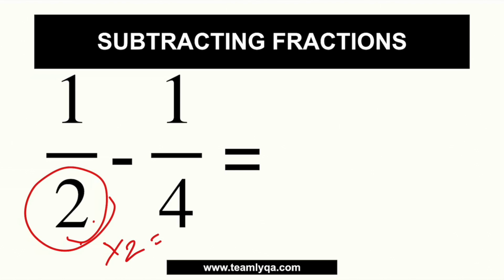So, madali na siya. All you have to do now, para maging pareho siya ng apelido, ay i-times mo rin yung nasa taas, times 2. Kasi kung ano yung ginawa mo sa ilalim, kailangan mo gawin sa taas para patas. Para hindi magbago yung fraction.